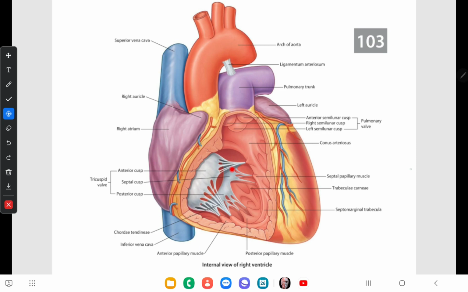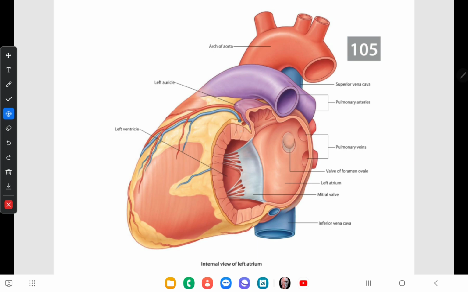So let's move on to the left atrium. Here you can see the left atrium, the internal structure. There is the valve of the foramen ovale, and here you can see the smooth wall part, the atrioventricular orifice, the openings of the pulmonary veins here, and here the left auricle. The left atrium, similar to the right atrium, consists of a main cavity and a left auricle.